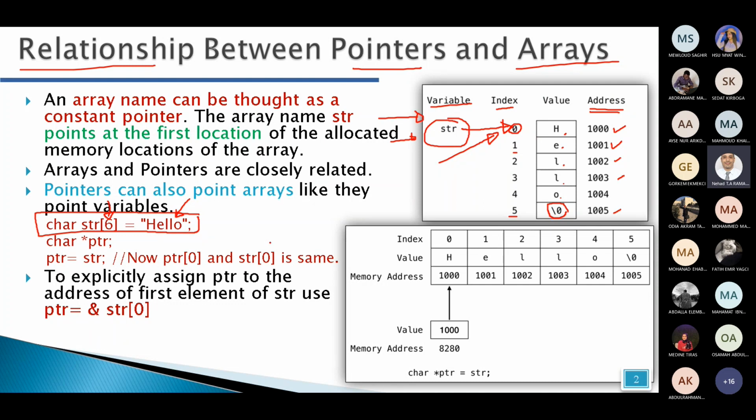Okay, so here we create a pointer, ptr. Star means pointer to character. And we said ptr equal str.